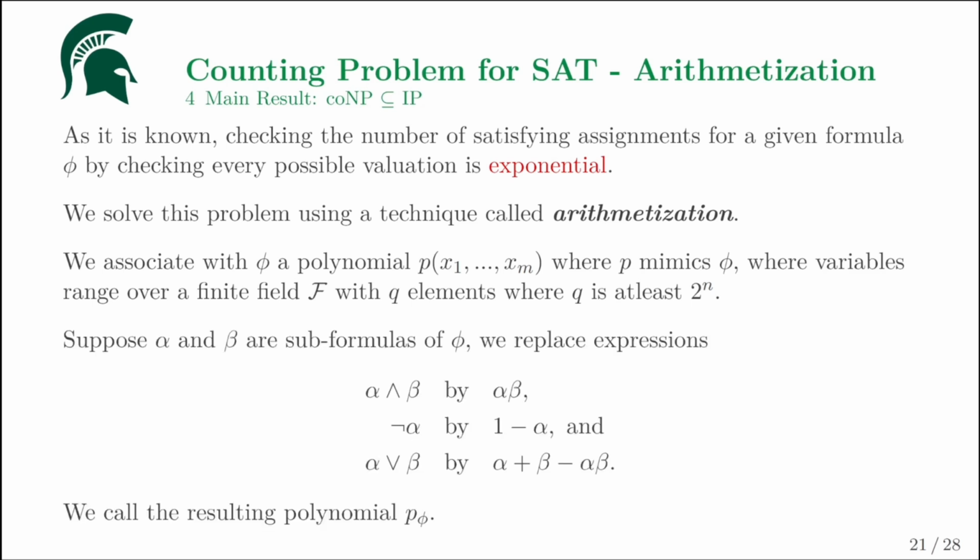For subformulas alpha and beta of phi, we apply the rules of arithmetization to convert them to their polynomial forms. One important observation regarding p that will be very important to us later on is that the degree of any of its variables is not large. The operations for conjunction and disjunction each produce a polynomial whose degree is at most the sum of the degrees of its subformulas. Thus, the degree of any variable is at most n, the length of phi.